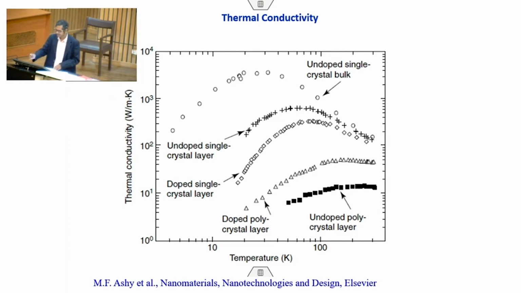What do you see? You can see in each case the thermal conductivity. This is undoped single layer, this is doped single layer, this is poly layer. Okay, forget about doped and undoped. Compared to single layer, polycrystalline layers have much lower thermal conductivity. It is 100 watt per meter Kelvin here, and it is about 10 or 15 or maybe 20 actually. So therefore, there is a 5 times reduction of the thermal conductivity even across the large temperature range.